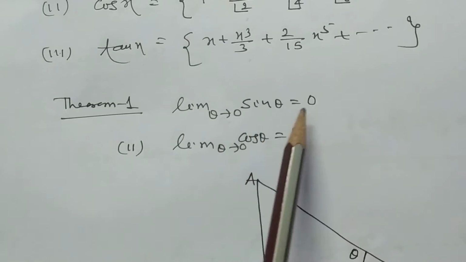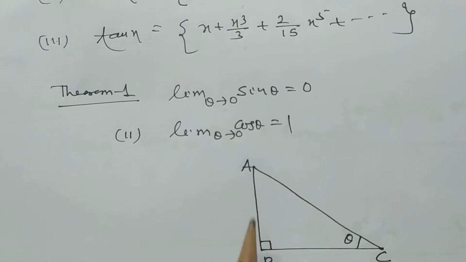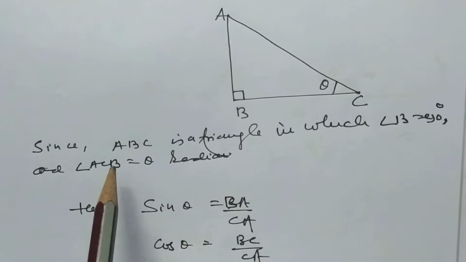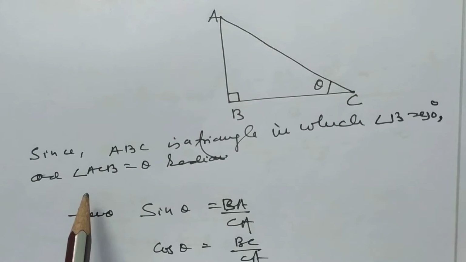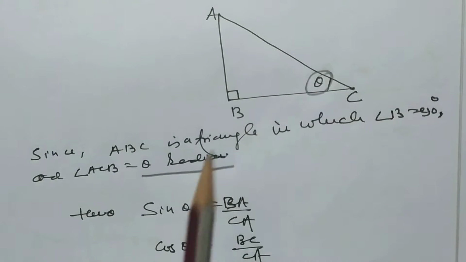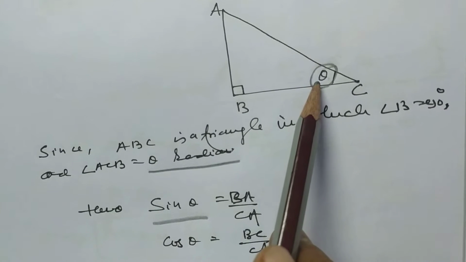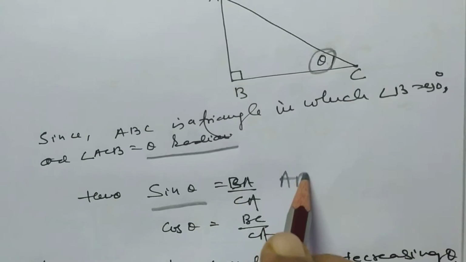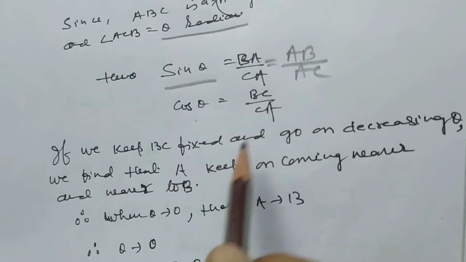Theorem 1. Limit theta tends to 0 of sin theta is equal to 0 and limit theta tends to 0 of cos theta is equal to 1. Here ABC is a right angle triangle in which angle B is equal to 90 degrees and angle ACB is theta radian. You must remember here theta is in terms of radian. So sin theta is equal to AB by AC, and cos theta is equal to BC by CA.